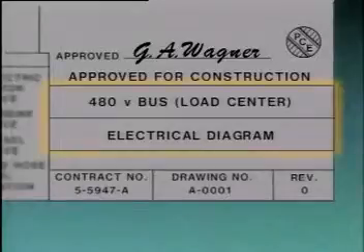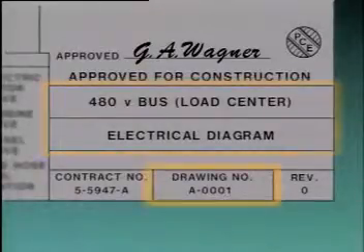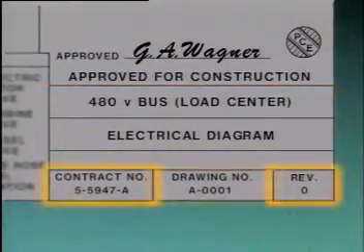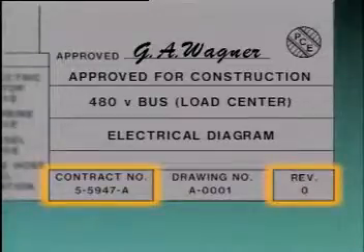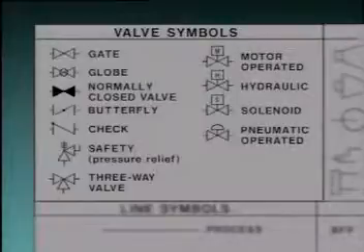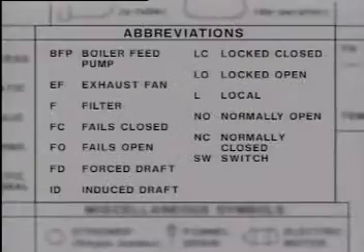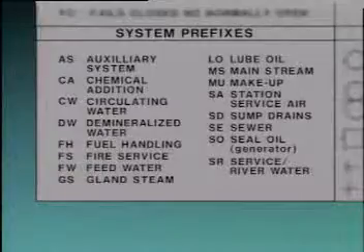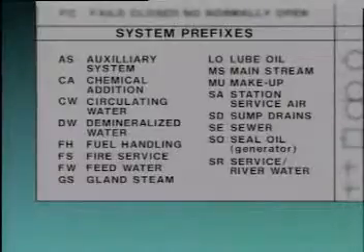It usually includes a description of the diagram and an identification number. It may also include additional information about the diagram or the system it represents. Legends generally give the meanings of the symbols, abbreviations, and prefixes used on the diagram.